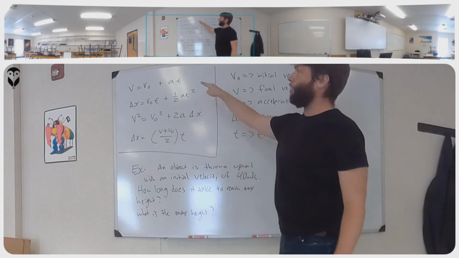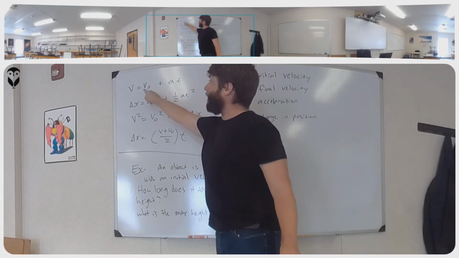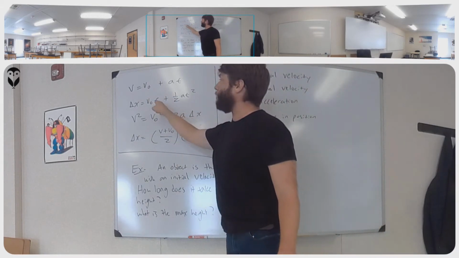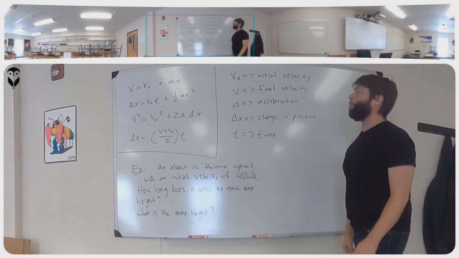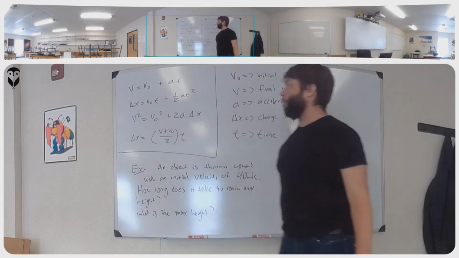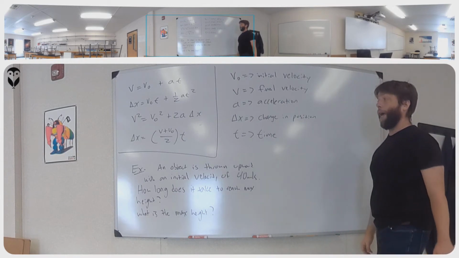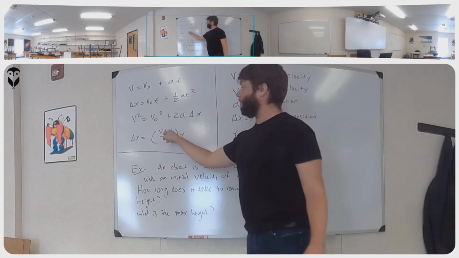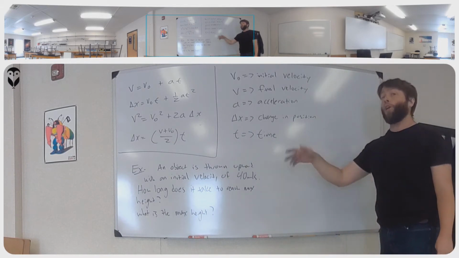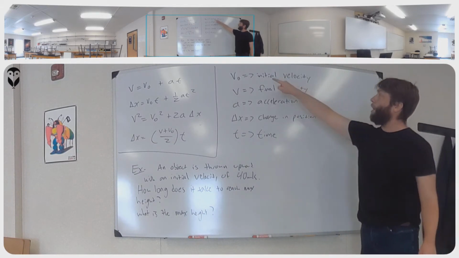So we have the big 4 equations right up here on the board. V is equal to V0 plus AT. Delta X equals V0T plus 1/2 AT squared. V squared equals V0 squared plus 2A delta X, and delta X is equal to (V plus V0) over 2 times T. We want to go over what each one of those variables means.